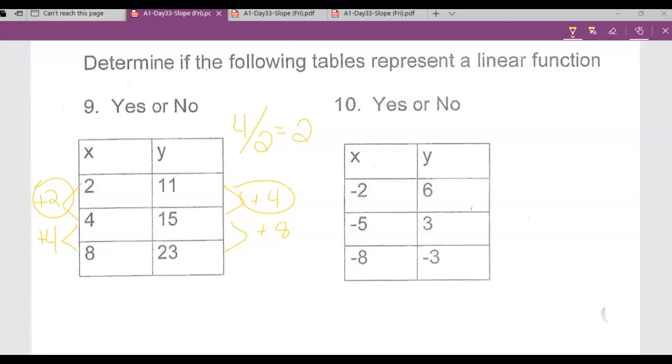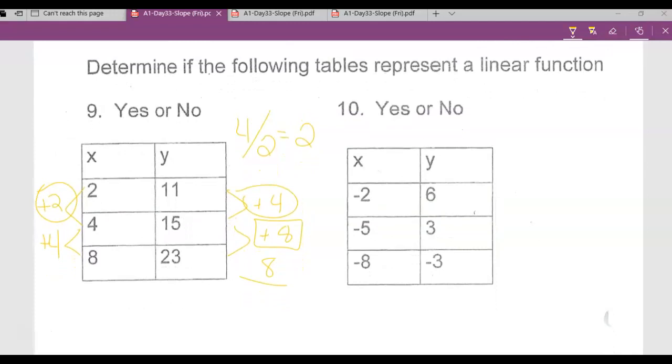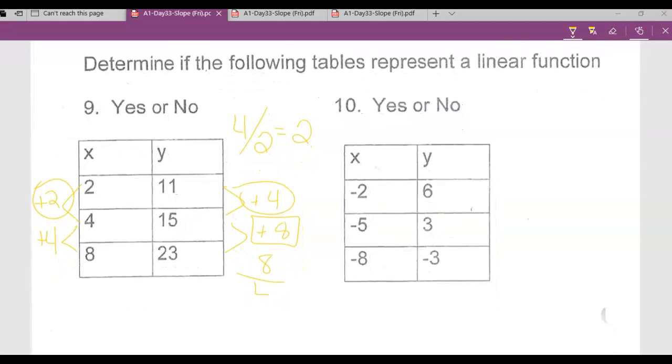So in our second jump, how much did we increase or change by? 8. We went up by 8 from 15 to 23. What's 8 over 4 for the x, from 4 to 8? 2. Do we get the same matching number? Yes. So then, yes, these would be a linear function.